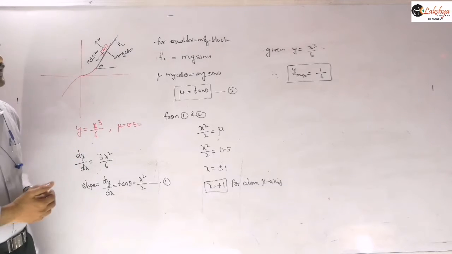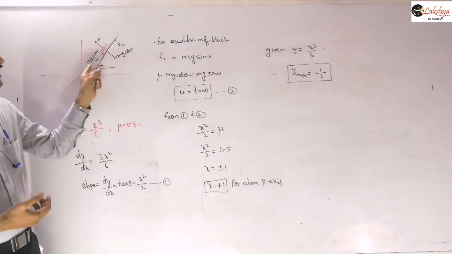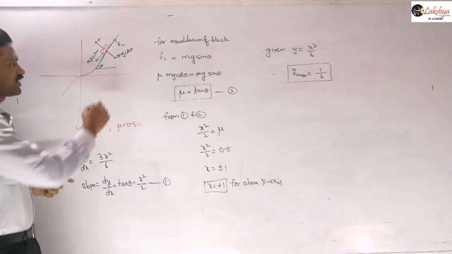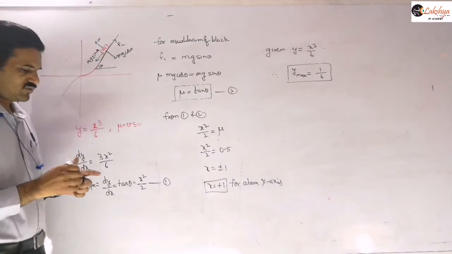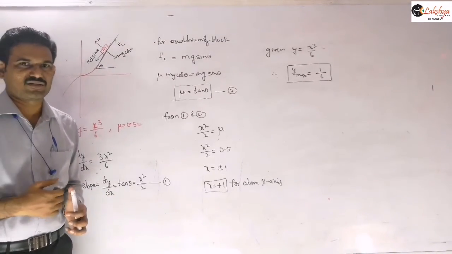If you further increase it, then the slope will increase. Once the slope increases, then the mg sin theta value will be greater than the limiting friction, and so the block will start sliding. So we can't keep that block at rest there, right?